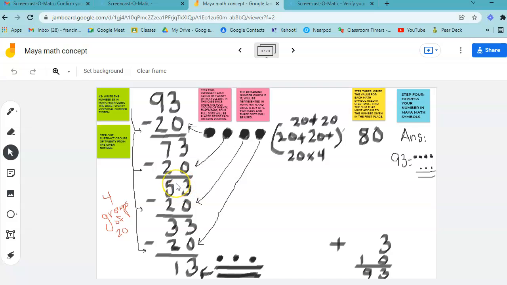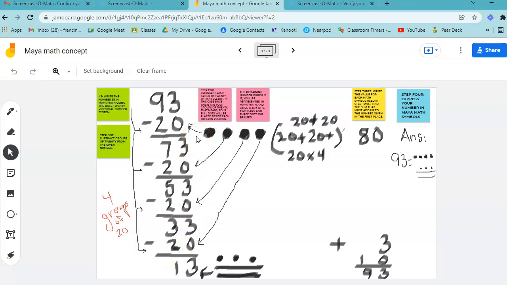From the remainder 73, we can subtract another group of 20, and we end up with a remainder of 53. Looking at 53, we can also subtract another group of 20. That will leave us with 33. Looking at 33, we can go once more by subtracting one other group of 20, leaving us with a remainder of 13. So in this case, we ended up with 4 groups of 20. Looking at the arrows, we have 1, 2, 3, and 4.